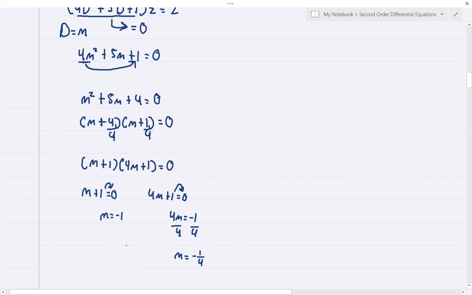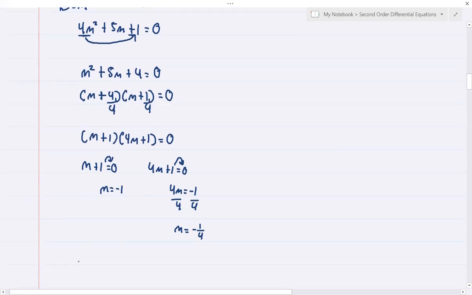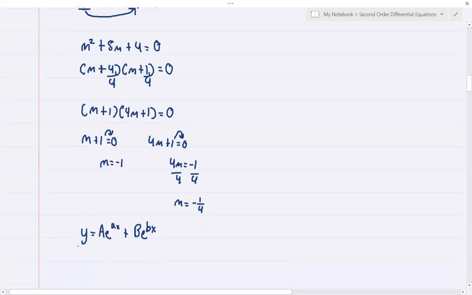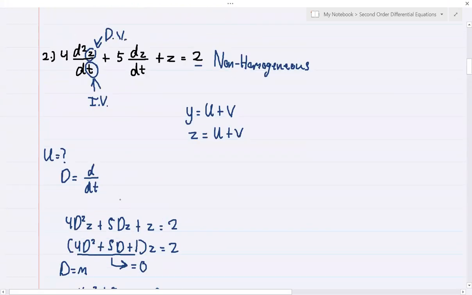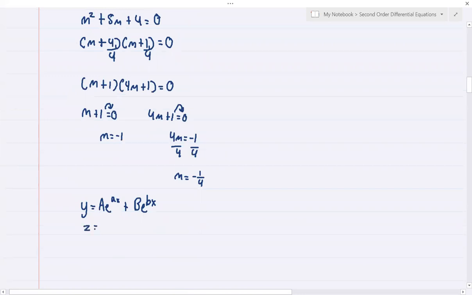Since both of them are real numbers but different from each other, you're going to use your general solution, y is equal to a e raised to small a x plus b e raised to small b x. Remember, the letters should be changed. Your y is your z, and your x is your t. So we have a e raised to small a t plus b e raised to small b t.